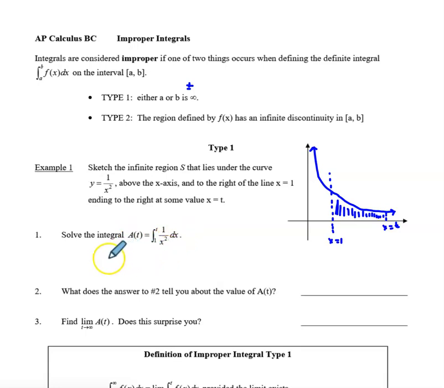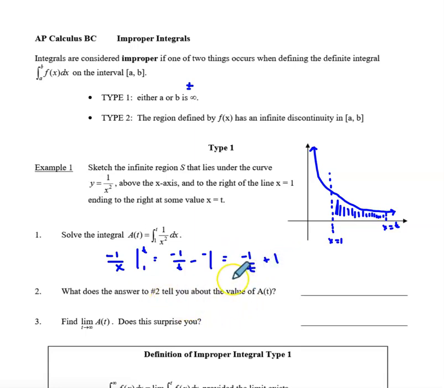So if we integrate it, 1 over x squared integrates to -1 over x, and of course we evaluate it from 1 to t. By the fundamental theorem of calculus, we get -1 over t minus a -1, which is of course -1 over t plus 1.